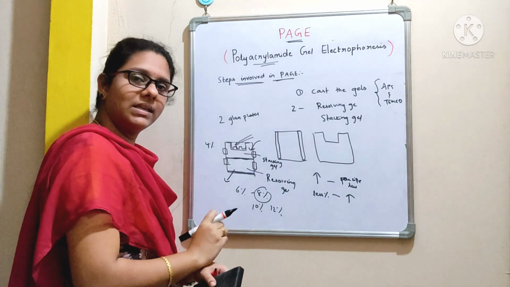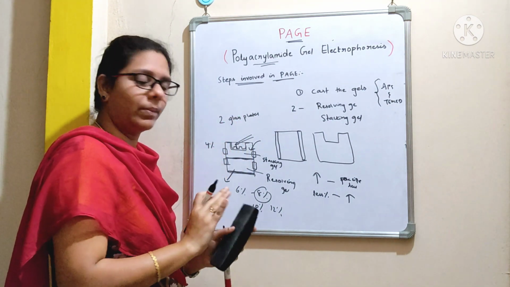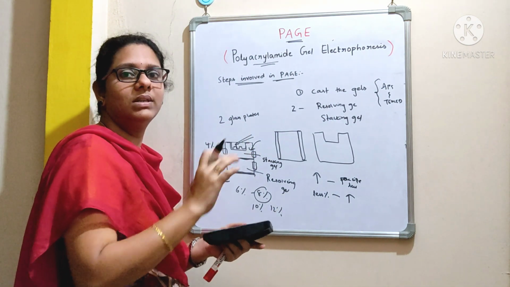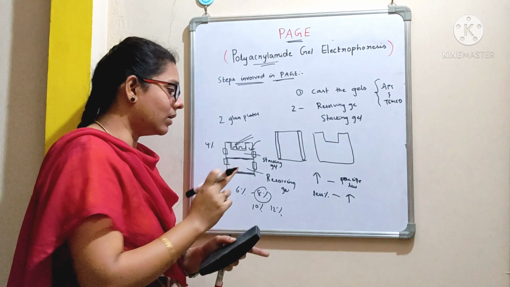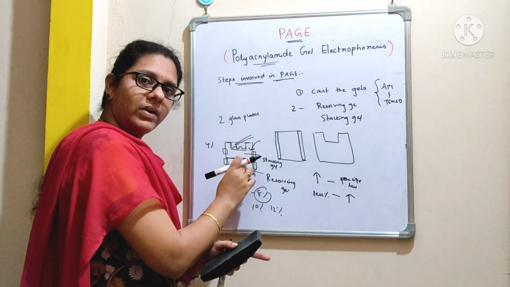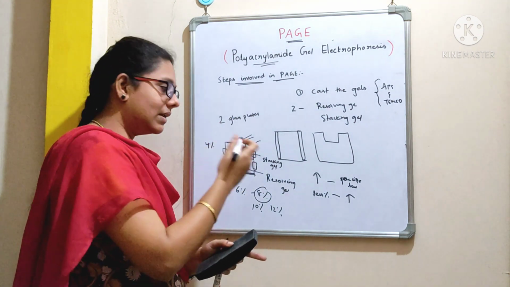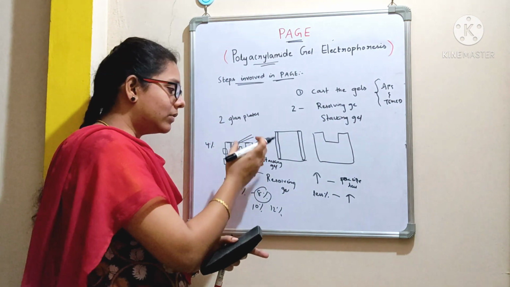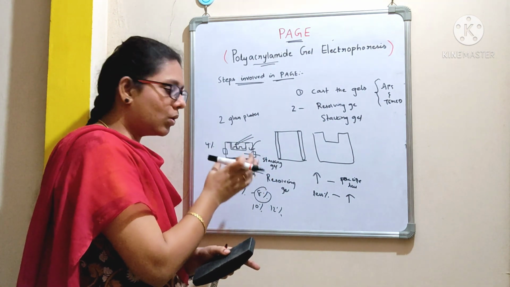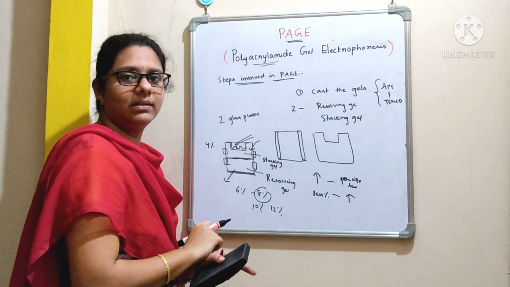Once you pour the stacking gel, you have to place a comb. Don't forget to place the comb. If it gets solidified without placing the comb, there will be no wells to load the sample. So make sure that after you add the resolving gel and it solidifies, before you add the stacking gel, you place a comb. Then, with the help of a pipette, you drop this stacking solution into the glass plates over the top of the resolving gel and allow it to set.